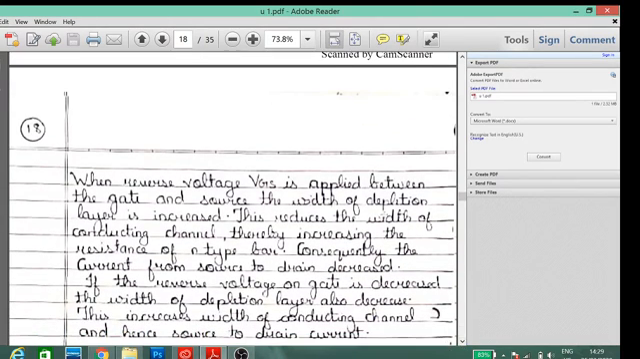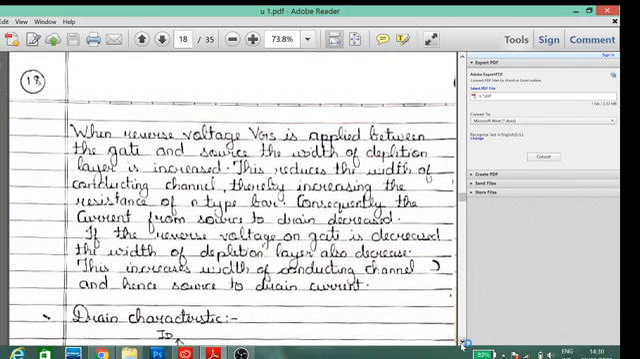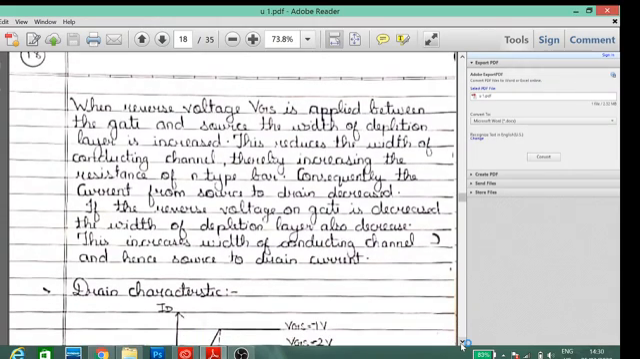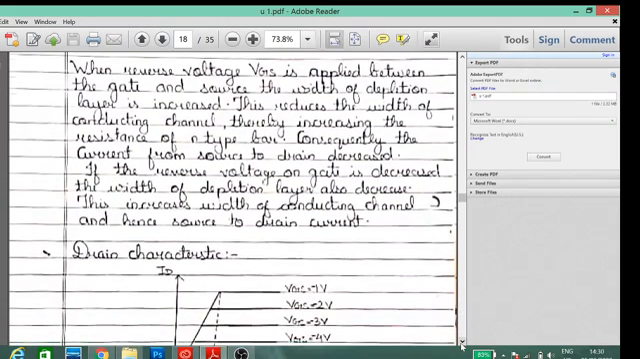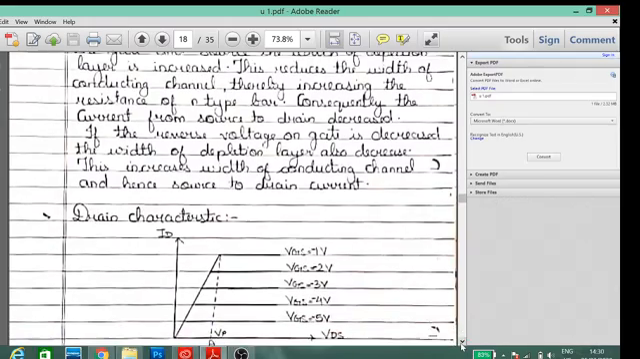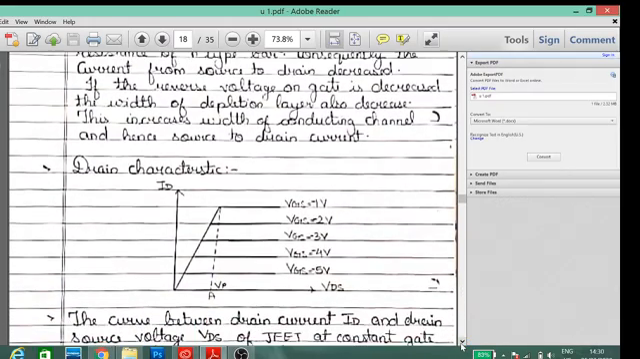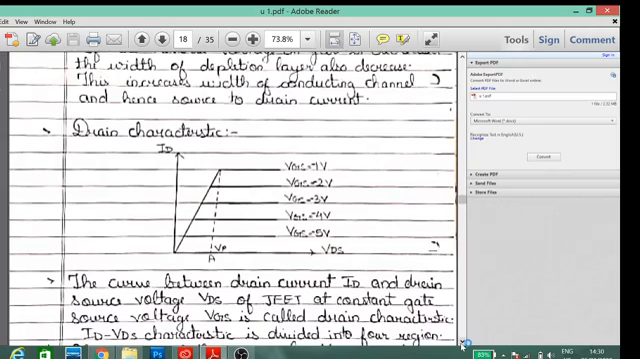When the reverse voltage VGS is applied between gate and source, the width of the depletion region increases. This reduces the width of the conduction channel and thereby increases the resistance of the N-type bar. Consequently, the current from source to drain decreases. If the reverse voltage at the gate is increased further, the width of the depletion region increases, and so the channel resistance increases and channel width decreases. Automatically that results in less ID current.